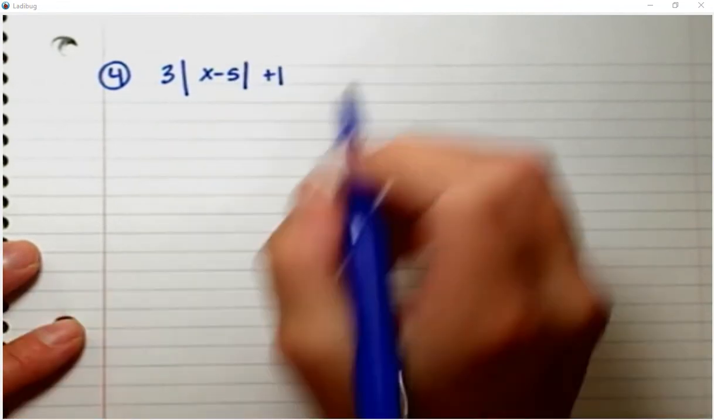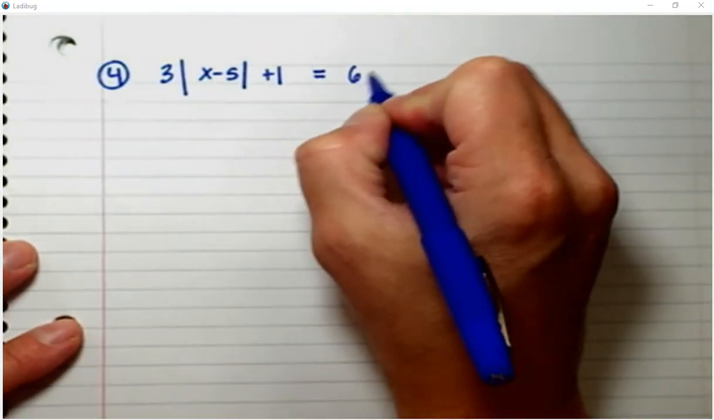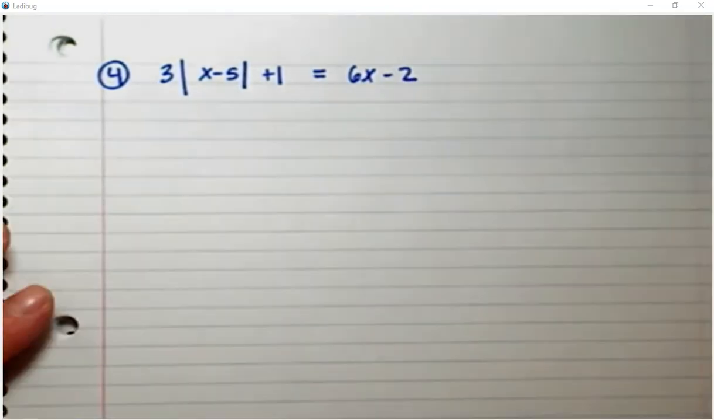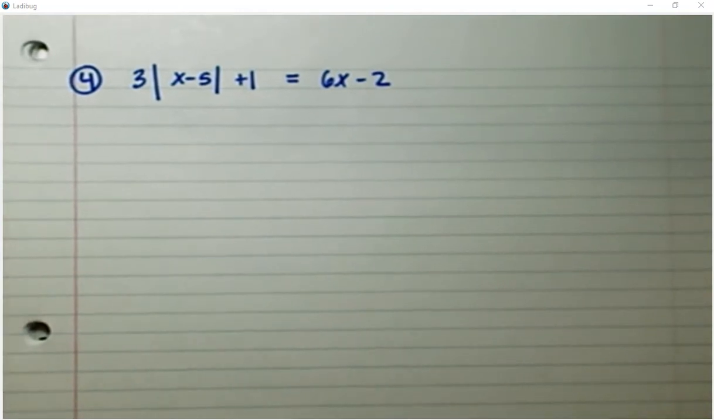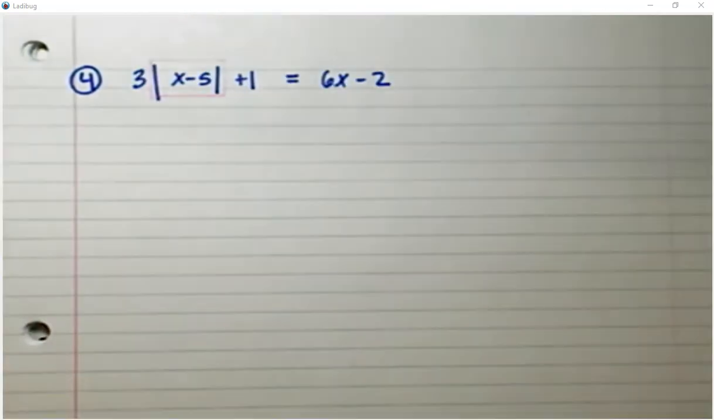Okay, we have 3 times the absolute value of x minus 5, plus 1. And this time we're going to set it equal to 6x minus 2. I'm still going to follow my same general steps. I have an absolute value, so I'm going to isolate it before I interpret the question.